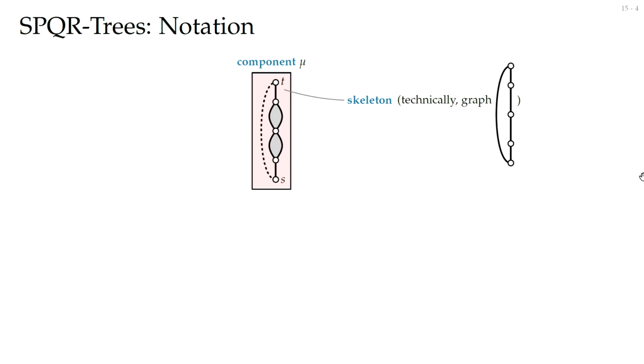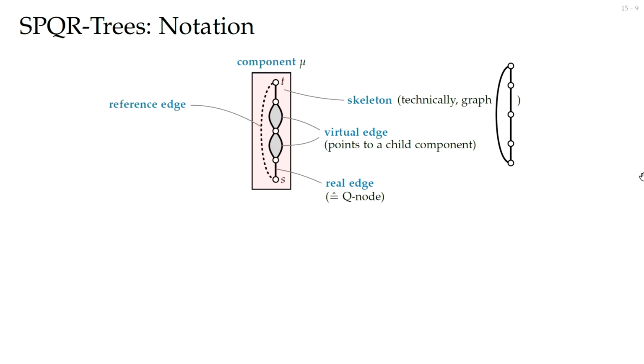And technically, the skeleton is just a simple graph, so this here is just an edge. We just draw it this way to denote that there is still some component inside here. There are some virtual edges. Virtual edges are ones where there's still a component hanging in there that we want to replace the virtual edge with. And there are some real edges. Those are technically just Q nodes that we omit. And there's always the reference edge, that's the fake edge, that tells us where's the rest of the drawing, the rest of the graph.